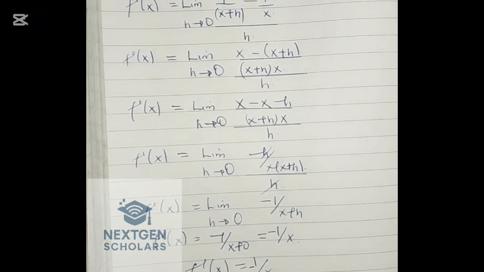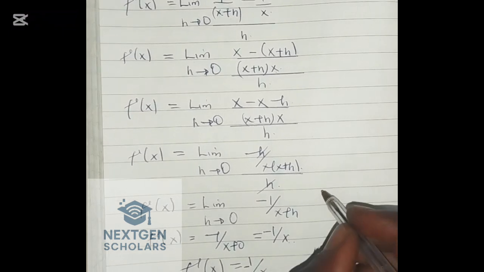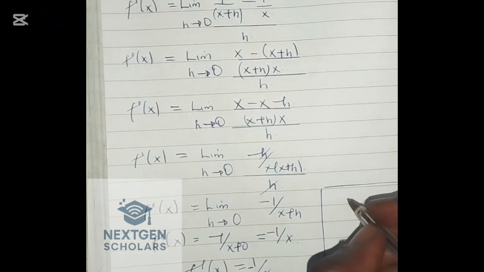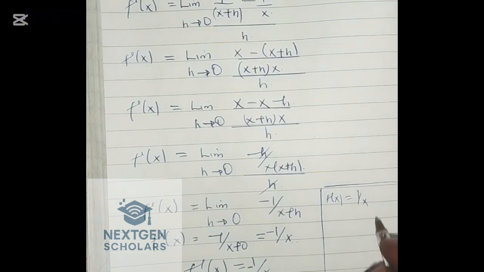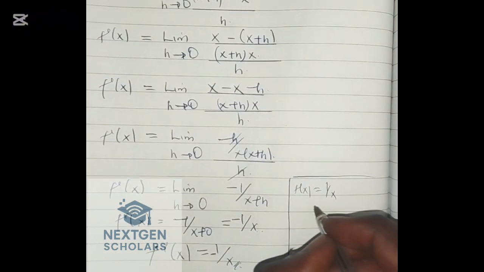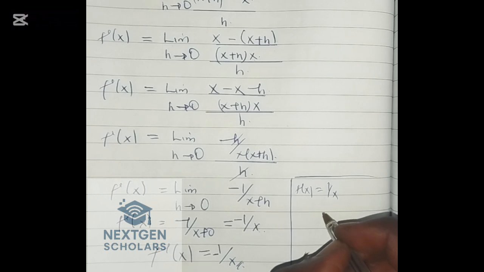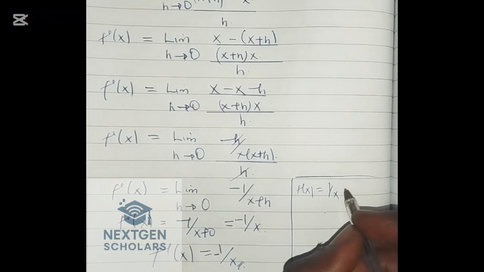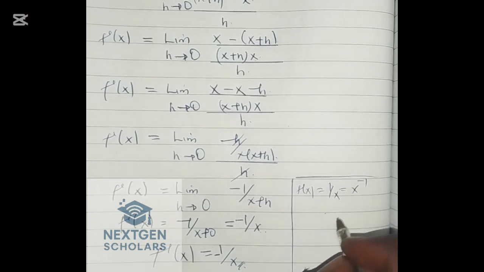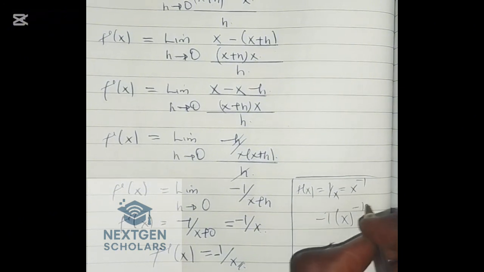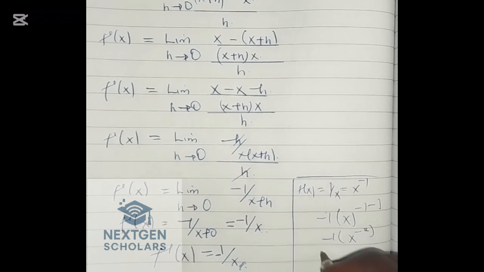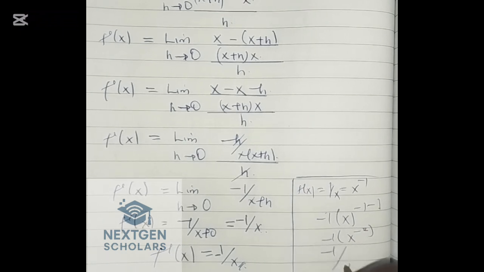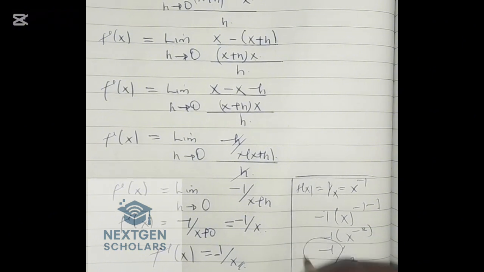And using the power rule to confirm that, you notice that your function was f of x equals 1 over x, and using the power rule you can write this to be x to the negative 1, and by bringing this down you have negative 1 into x to the negative 2, and negative 1 all over x squared is what this will give us.